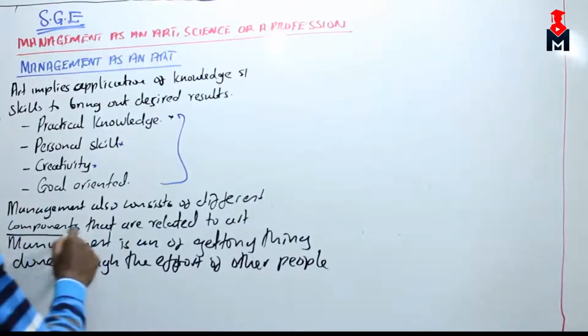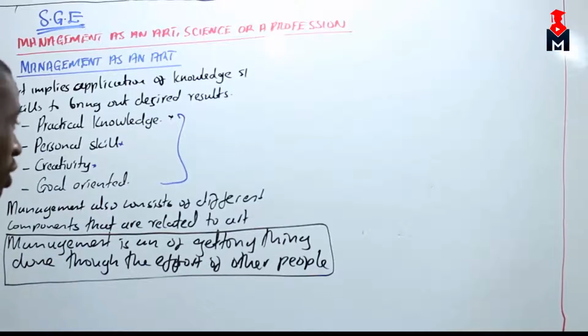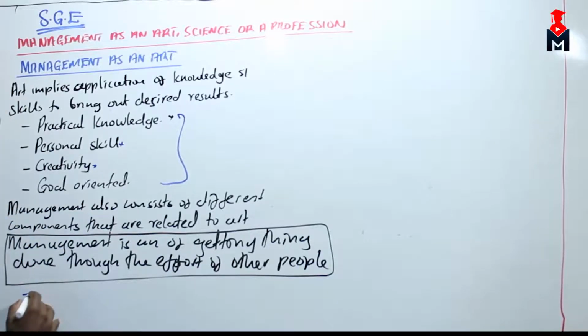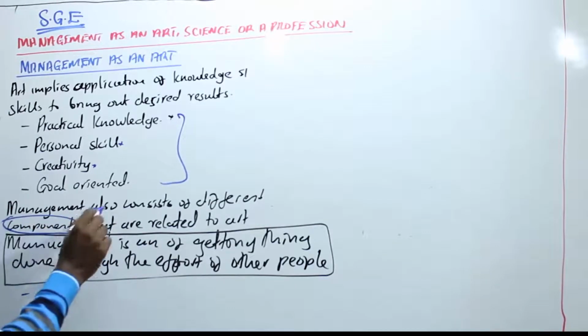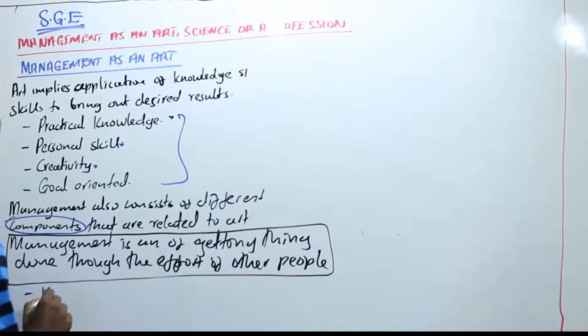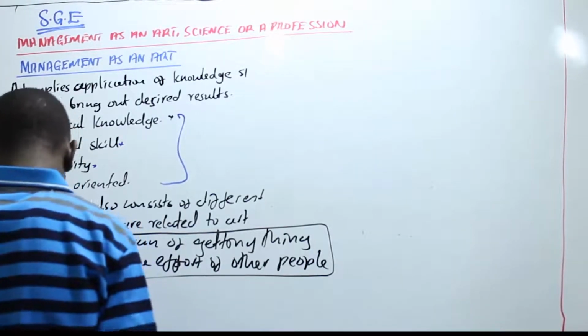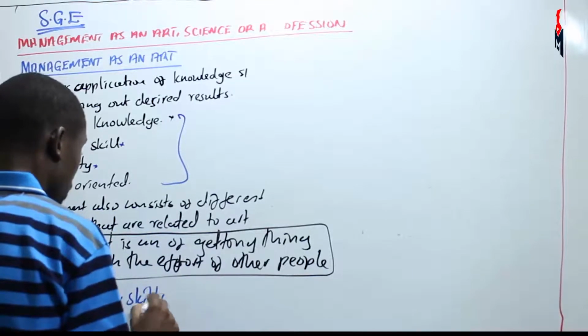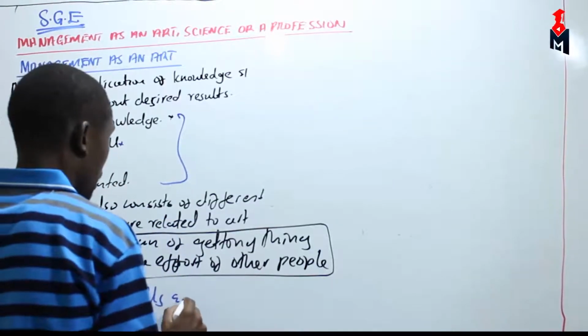So if you can relate management with the definition of Mary Parker, you'll find that management will have the following characteristics, which are probably the same with art. Management also consists of different components. And these components that you're talking about, number one, any good manager should have a very good knowledge of what he or she is doing. Knowledge. Talk of skills. A good manager should have knowledge, should have skills, and also he should be very creative and a creative person.